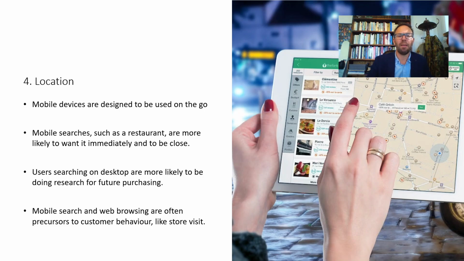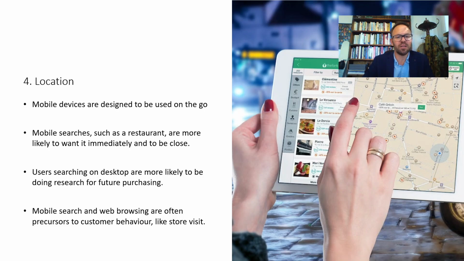Right, now, location is an exciting thing for mobile, of course, because mobile devices are designed to be used on the go. With mobile searches, such as looking for a restaurant or fast food, it's much more likely that consumers are going to want it immediately and want it to be close to them. Whereas users searching on desktop are much more likely to be doing research for future purchasing. So it's like, we're going out with our friends next week, Friday night, where are we going to go? What restaurants are available, let's look at the menus. So one's a bit more about forward planning and the other one's a lot more immediate, where you go, well, I'm on the go, I need it now.